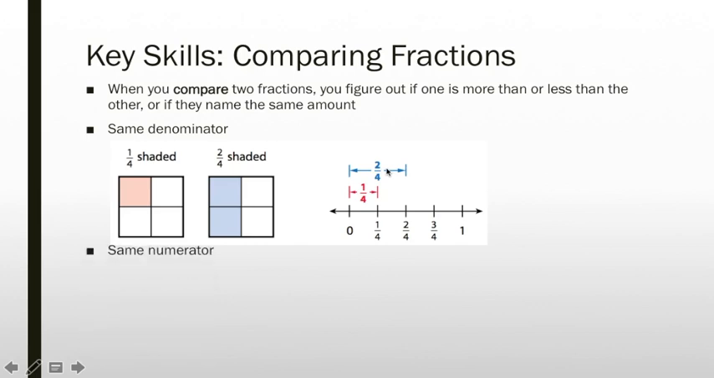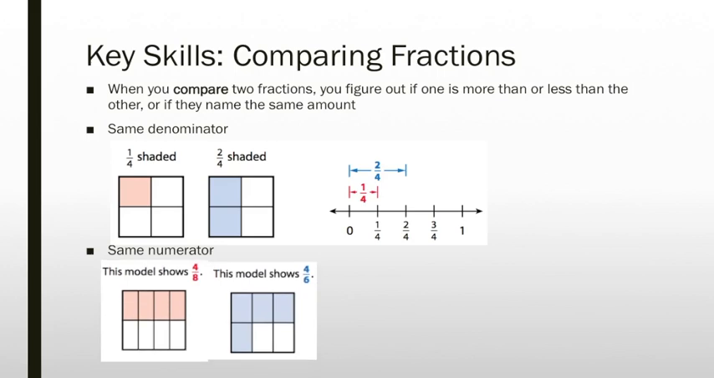Now we can also look at fractions that have the same numerator. When I think about this, I like to think, okay, if we're dividing a whole, it's kind of like cutting up sheets of paper. So the more pieces that you cut, the smaller those pieces are going to be. Think about a pizza. The more pieces that you cut, the smaller the pieces are going to be.